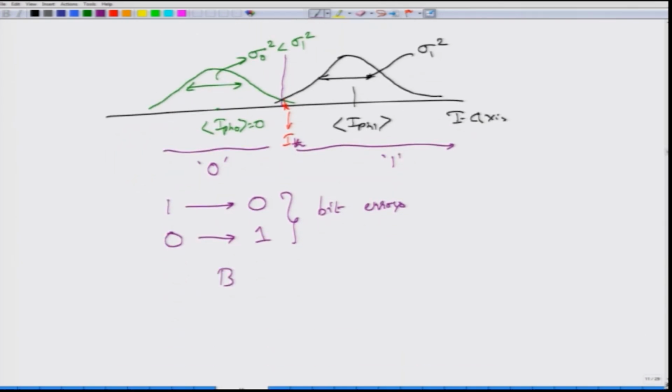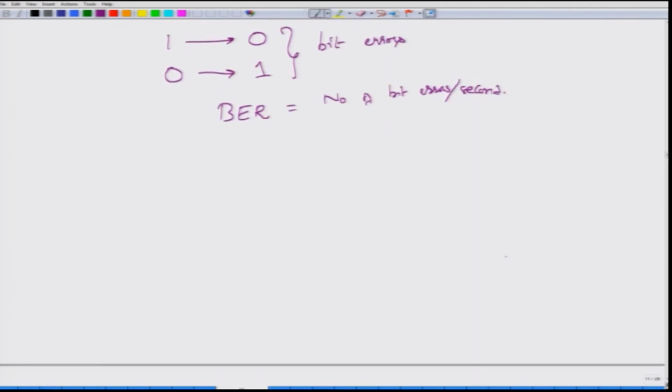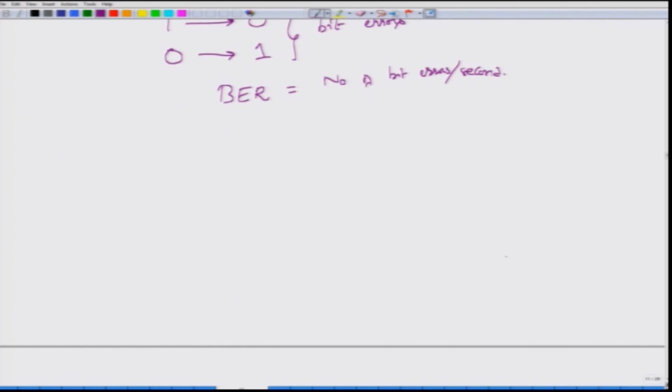We quantify this by saying how many bit errors you are making per second, the number of bits in error per second. This is what the BER is, and we quantify the system by this BER measure, and you want this BER to be very small. Of course, very small would mean 0, but unfortunately that is not the condition. Typical values of BER in optical communication systems at, say, up to 10 Gbps were around 10 to the power minus 9.